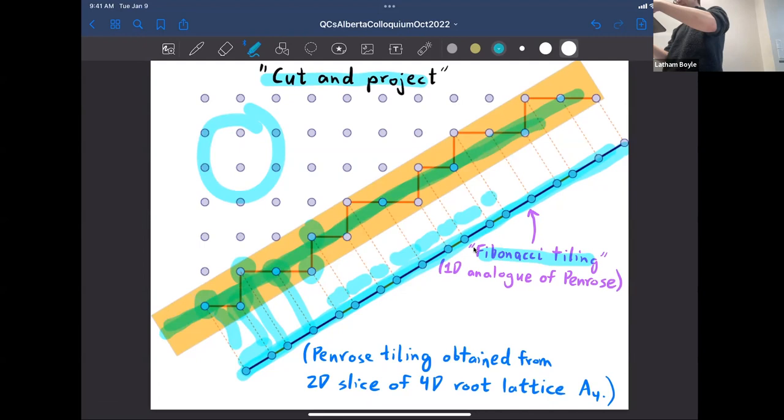But the Penrose tiling itself can be produced by a very analogous process, but you just double all the dimensions. So instead of starting with a two-dimensional lattice, you start with the A4 root lattice, a particularly symmetrical lattice in four dimensions. And then instead of taking a one-dimensional line through it, you take a two-dimensional plane along some particularly symmetrical slice. But other than that, the game is the same, and that's another way to get the Penrose tiling.